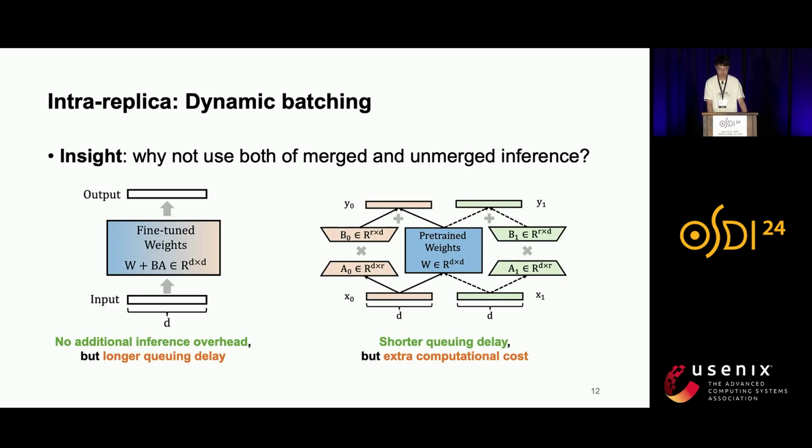As previously mentioned, unmerged inference incurs additional computational overhead, while merged inference leads to significant queuing delays and low GPU efficiency. Therefore, one of our key insights is: why not use both merged inference and unmerged inference? A combined approach of these 2 batching methods can potentially offer a more balanced trade-off between queuing delay and computational overhead.